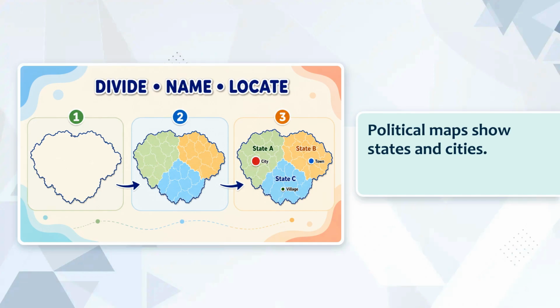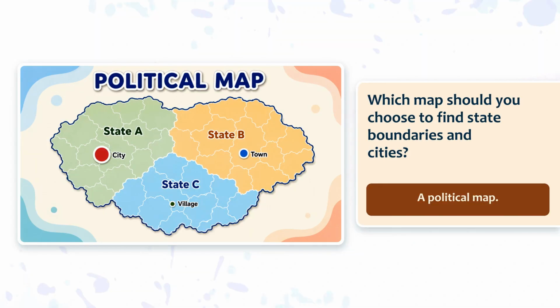Link the map's purpose to its details. Political maps show states and cities. These details help us locate administrative areas. Use the boundary clues in the map. Which map should you choose to find state boundaries and cities? The administrative clues identify the map. A political map.